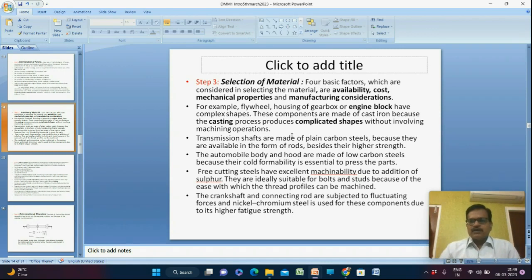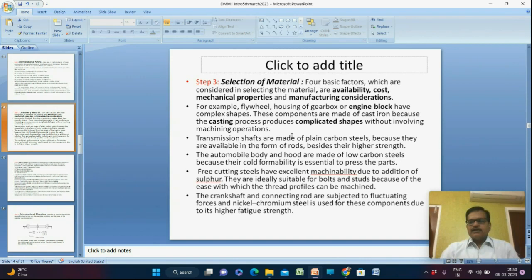These components can be easily made of cast iron because the casting process produces complicated shapes without involving machining operations. If you take a transmission shaft, these are made of plain carbon steels because they are available in the form of rods besides their higher strength. The automobile body and hood are made of low carbon steels because of the cold formability. They can be formed under cold working conditions.